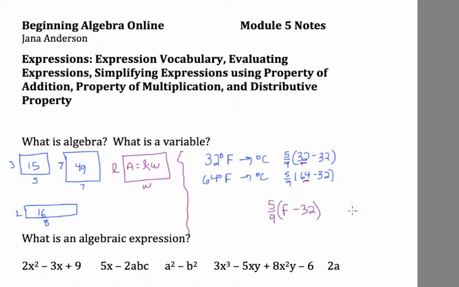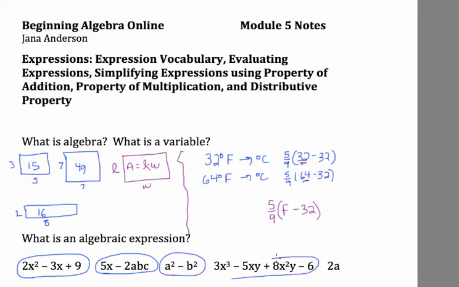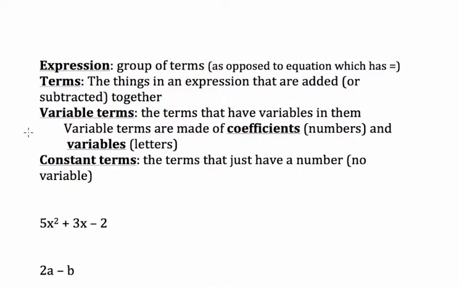So we're going to get into some of the vocabulary that has to go with algebraic expressions. Here are some examples down here of some different algebraic expressions. Let's look at some expression vocabulary. An expression is a group of terms. It has no equals sign. An equation has an equals sign in it. Expressions do not. So down here in this example, this whole thing is the expression.